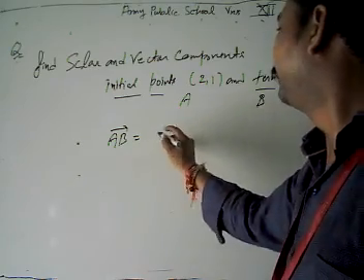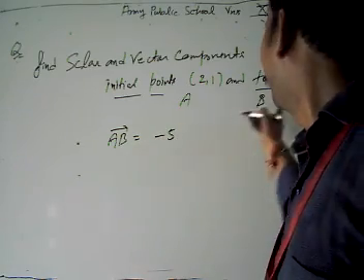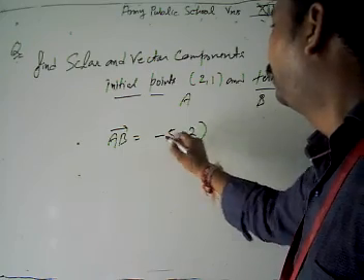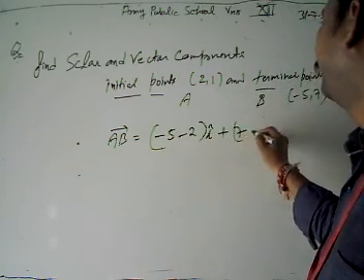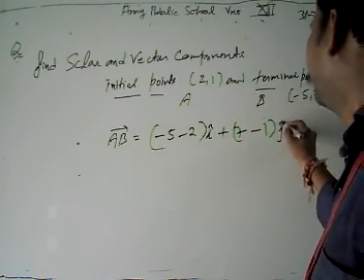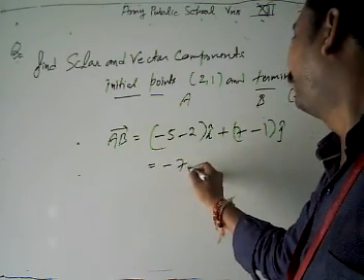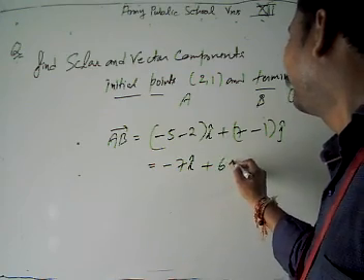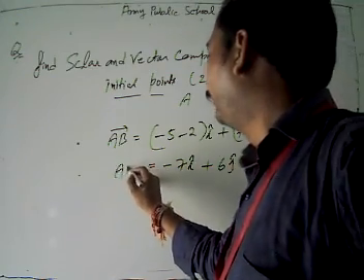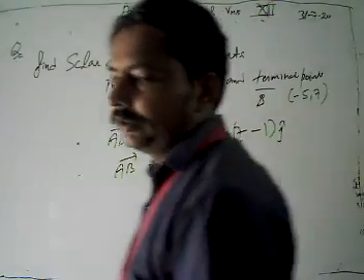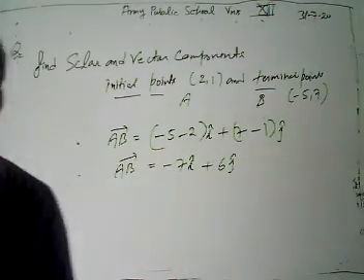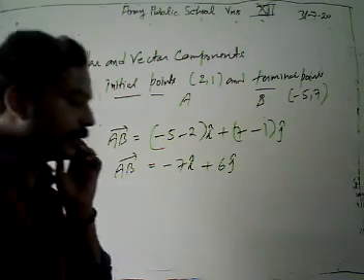Then it's our final point: (-5 minus 2) i cap plus (7 minus 1) j cap, then we have -7 i cap plus 6 j cap. Now we get our vector AB by taking the position vector of the terminal point minus the initial point.